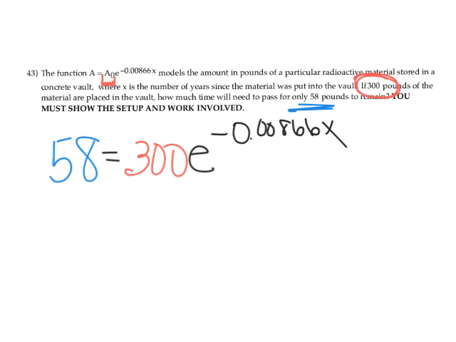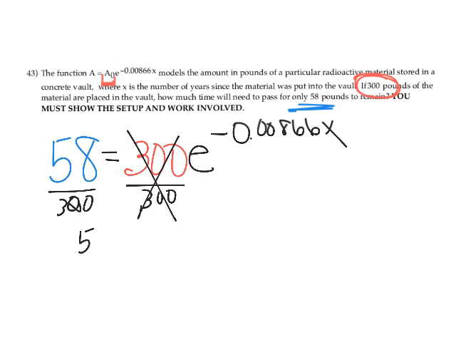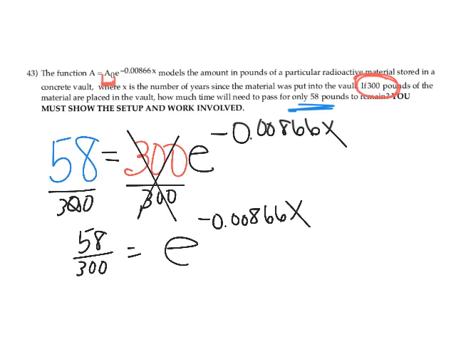Then your work involved is you are going to divide both sides by 300, because you're doing 300 times e to an exponential power. So that's going to go away. Leave the 58 over 300 alone. I mean, you can enter it in your calculator and reduce the fraction if you want, but leave it as a fraction. It's fine. Equals e raised to the negative 0.00866x.